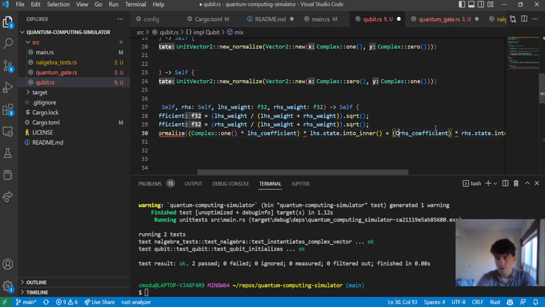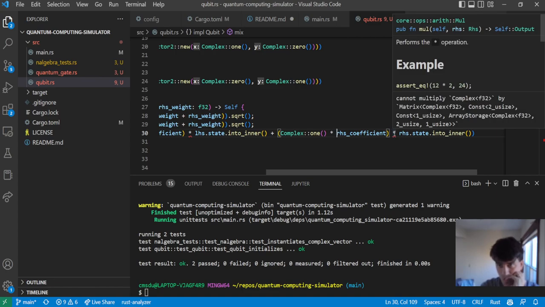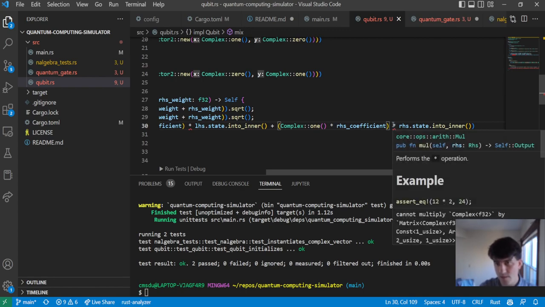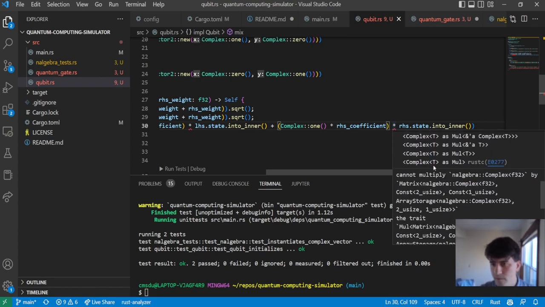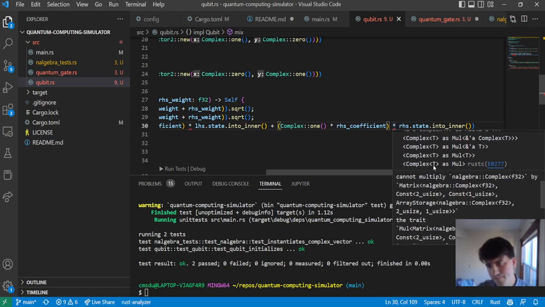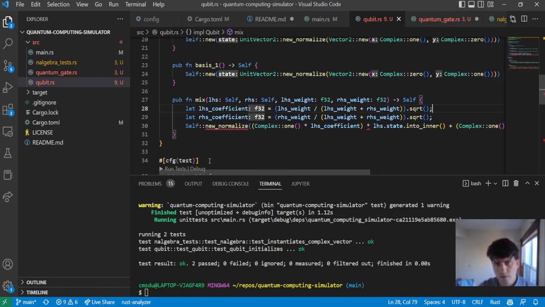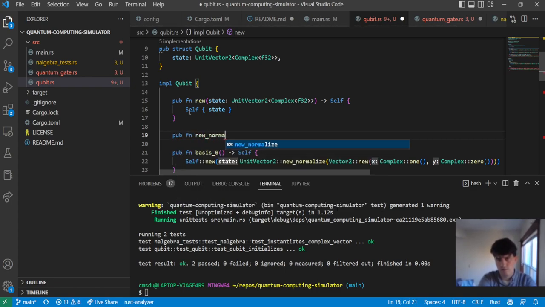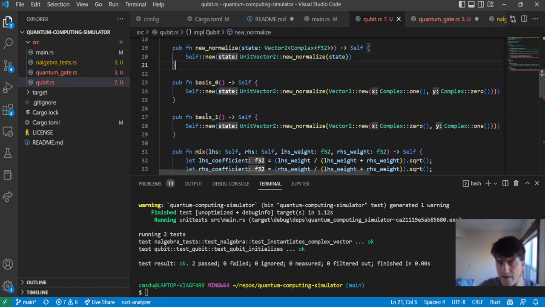And complex 1 times this. What, you can't multiply a complex number by a complex matrix? I'm confused. Really? I for sure should be able to do that. I'm confused. Okay, am I employing this myself?